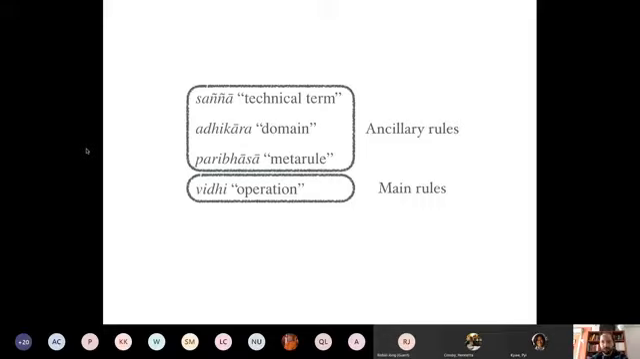So these three types, we call them ancillary rules or secondary rules, or rules that are subservient to the main types of rules, the rules proper, the commands that prescribe operations that are called vidhi operation. So this is what we saw last week. And today we are going to see a little bit more how these different types of rules are combined. But specifically, we want to see how the vidhi operation rule is structured.